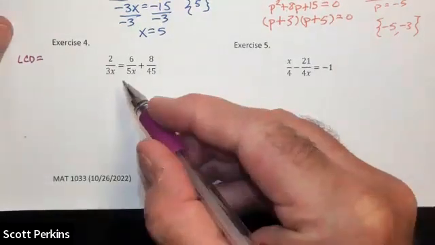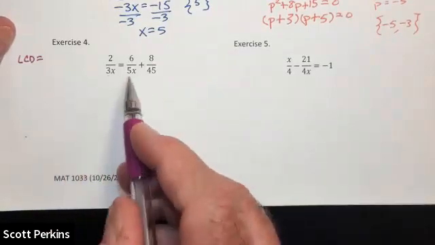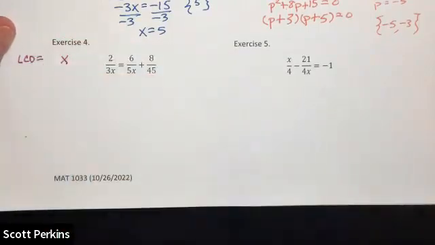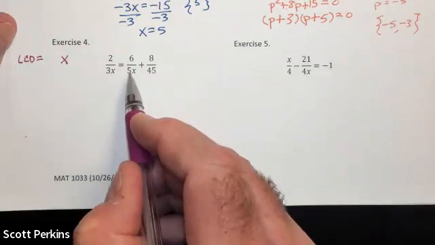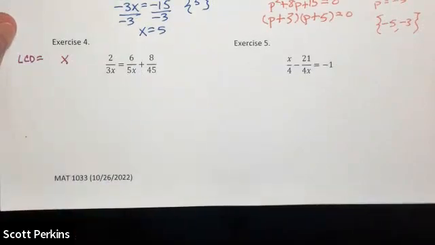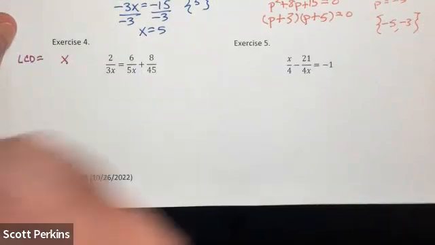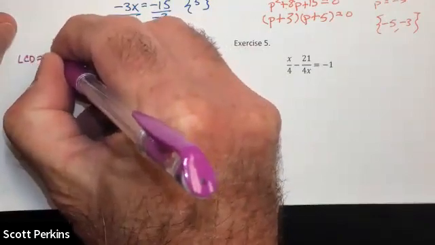I think we'll all agree here in my common denominator, I need an x because I see that factor. The question is, what is the number in front of the x? So who can tell me what the common multiple between 3 and 5 and 45 is? It's just 45. Yeah, it's 45. Great job.